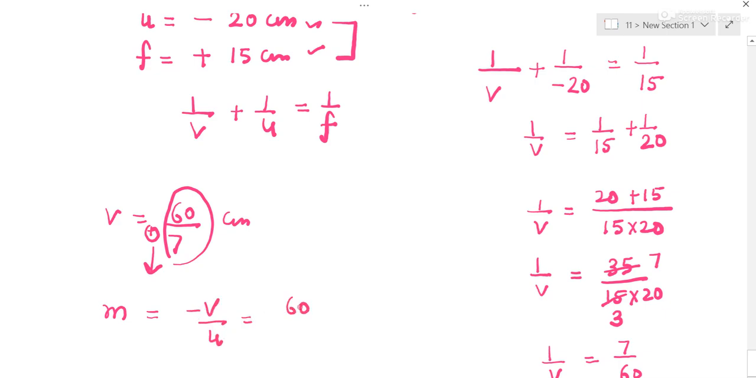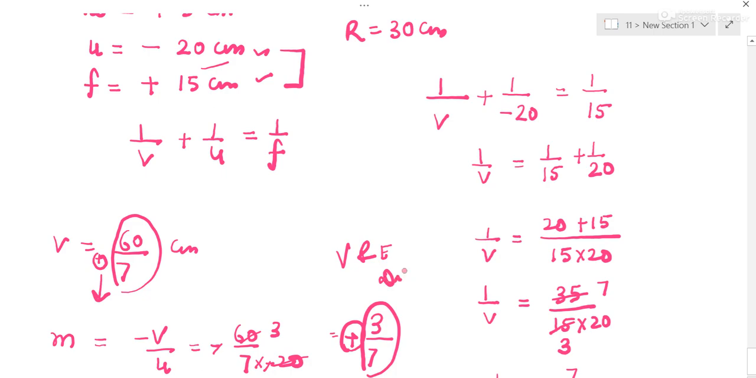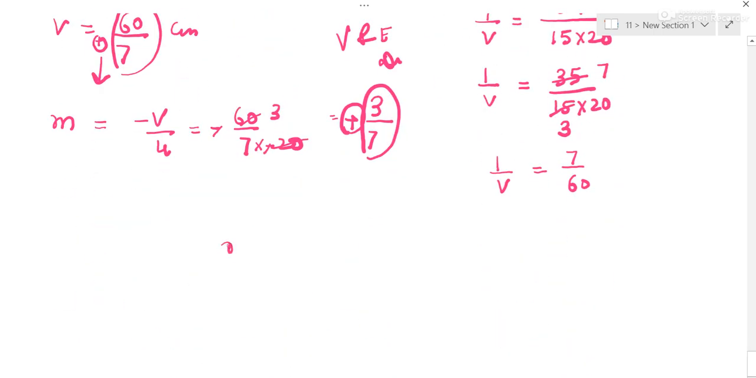V is 60 by 7, minus sign is there, and u is minus 20. So minus minus plus, so it is 3 by 7. So magnification is positive. Positive means virtual and direct, and it is less than 1. So it is diminished. Magnification is less than 1.